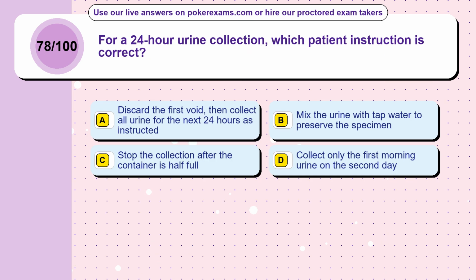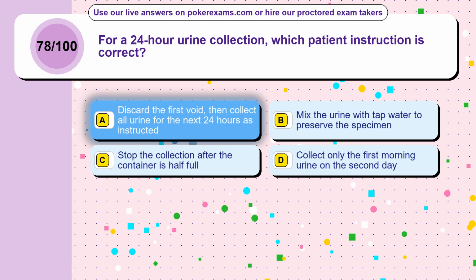Question 78. For a 24-hour urine collection, which patient instruction is correct? Option A, discard the first void, then collect all urine for the next 24 hours as instructed. Option B, mix the urine with tap water to preserve the specimen. Option C, stop the collection after the container is half full. Option D, collect only the first morning urine on the second day.